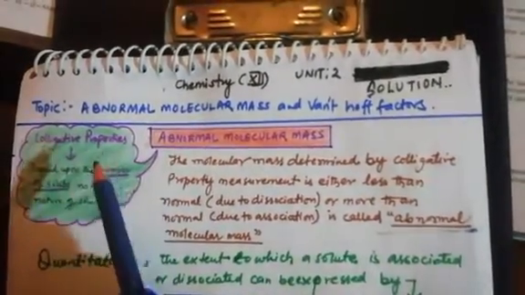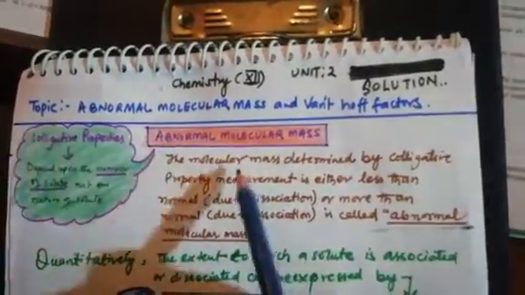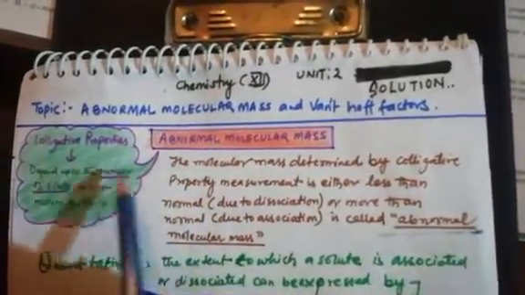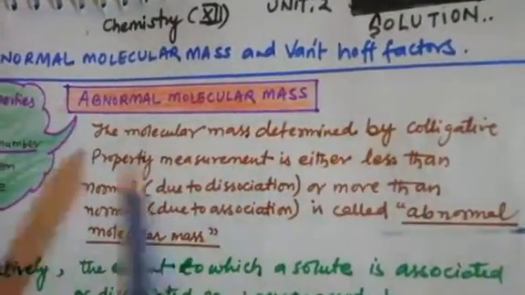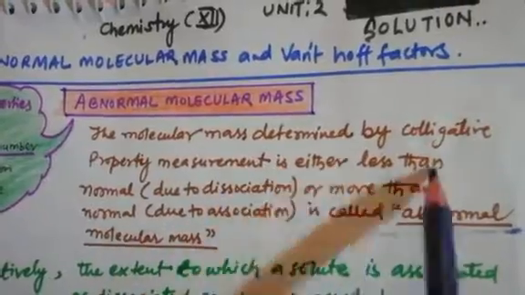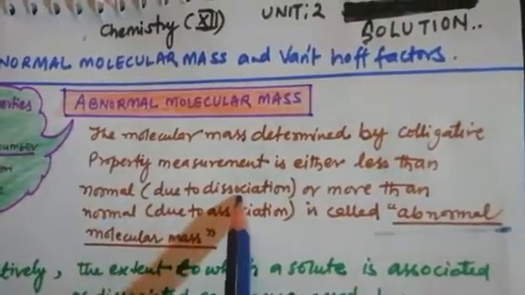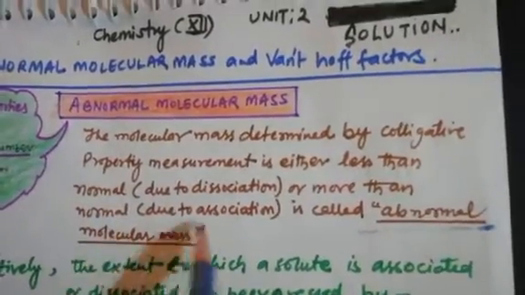As the molecular mass changes, the colligative properties will change somewhere. So let's discuss the abnormal molecular mass. Dear students, the molecular mass determined by colligative properties measurement is either less than normal due to dissociation, or more than normal, that is due to association.